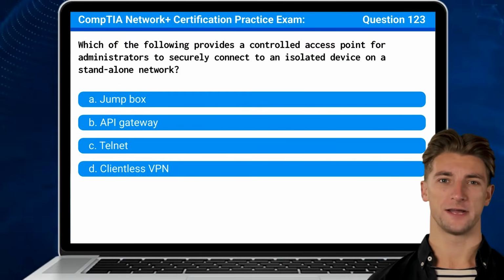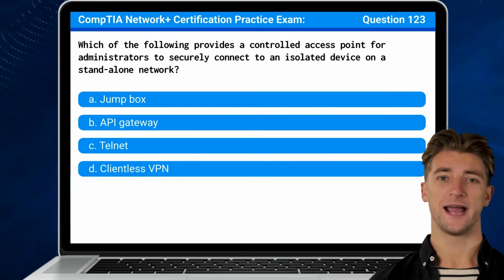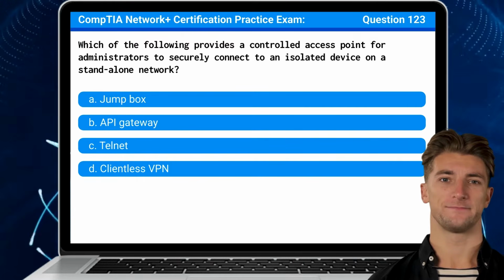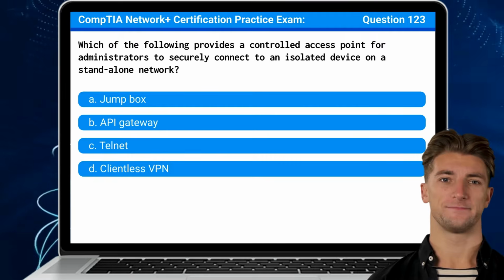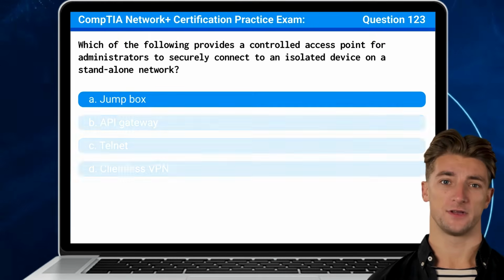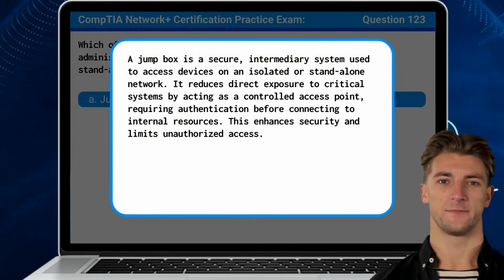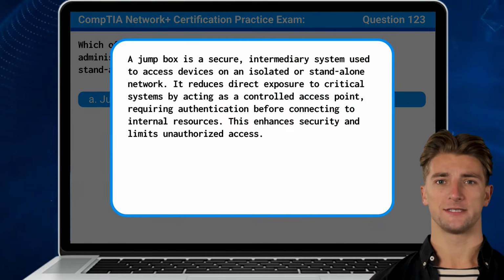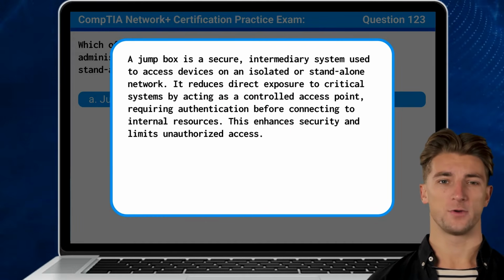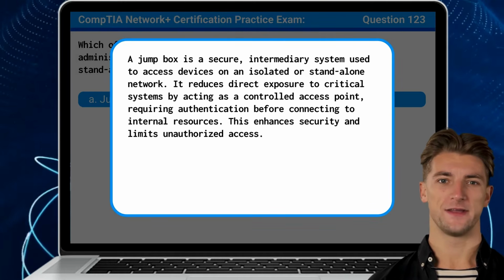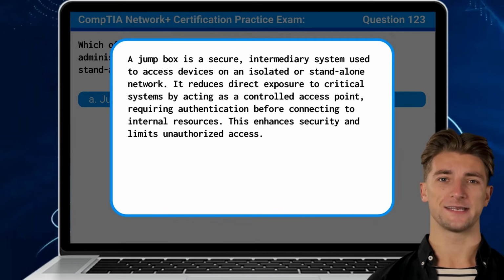Question 123. Which of the following provides a controlled access point for administrators to securely connect to an isolated device on a standalone network? The answer is A. Jump box. A jump box is a secure intermediary system used to access devices on an isolated or standalone network. It reduces direct exposure to critical systems by acting as a controlled access point requiring authentication before connecting to internal resources. This enhances security and limits unauthorized access.